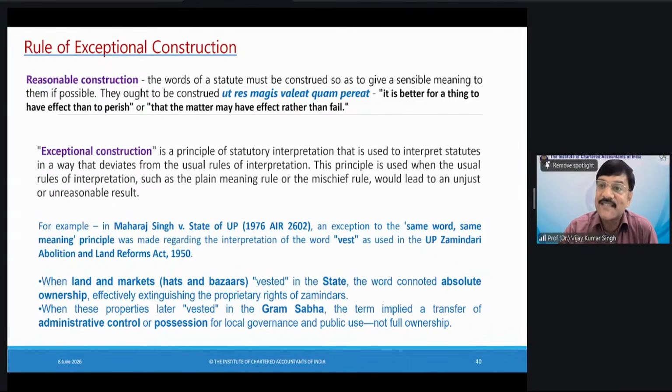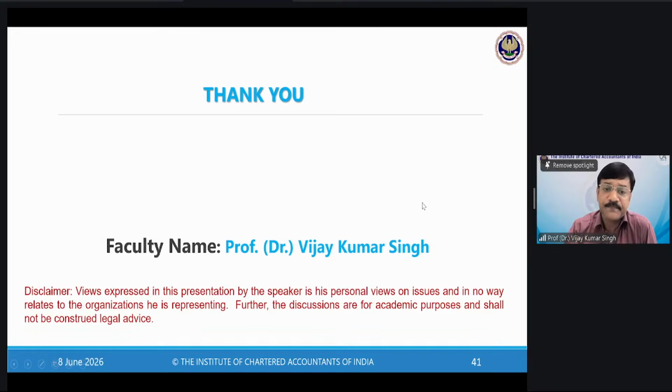Why was it done for Gram Sabha? Because Gram Sabha cannot sell the land to anybody. Otherwise, what used to happen is the Gram Sabha, which has local villagers, would all come together and sell the land. This has recently happened in our nearby village where I stay. Some people came together and sold the Gram Sabha land, which was meant for all the public. So this is how they are not given full ownership. I hope you understood this rule of exceptional construction.